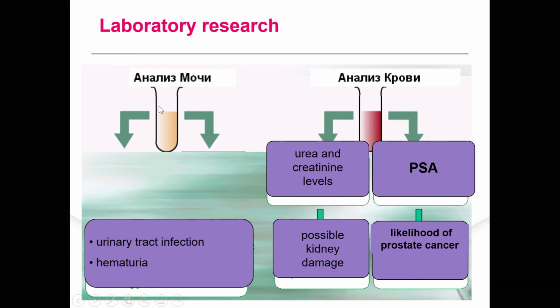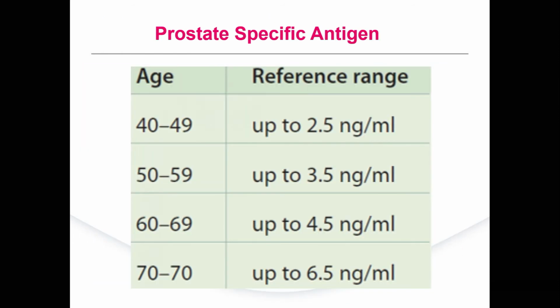So the analysis of the urine can show us the urinary tract infection and the presence of hematuria. The blood analysis can show us the urea and creatinine levels, which is very important for possible kidney damage, if we have it, due to the increasing of the creatinine and the urea. And also the PSA level, the prostate specific antigen, which shows us the presence of inflammation or prostate cancer if it is increased very much.